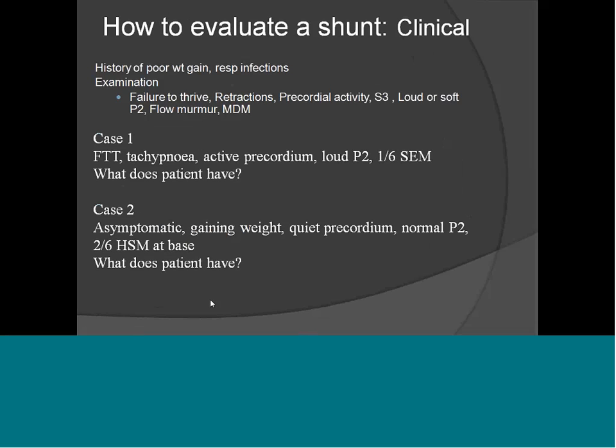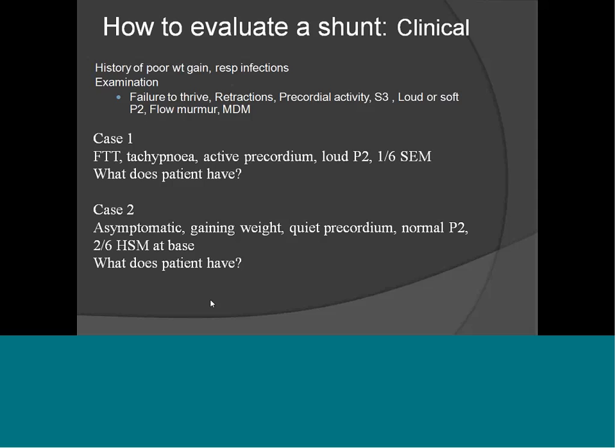So the first thing you would use is to clinically evaluate the patient, to say, okay, I want to put him into category of large or moderate or small. So you're going to ask him for a history of weight gain, respiratory infections, how he's doing otherwise, right? And on exam, you're going to look whether he's failing to thrive or he's gaining weight, does he have retractions or not, his precordial activity, his S3, is his P2 loud or soft, does he have a flow murmur, does he have an MDM, what kind of murmur, right?